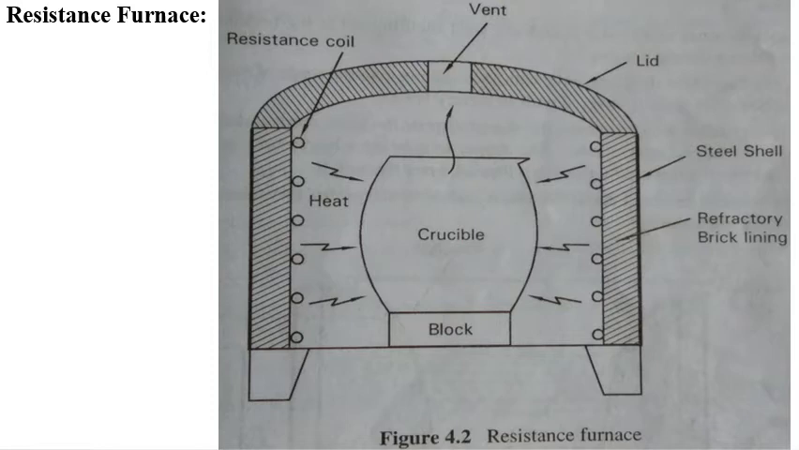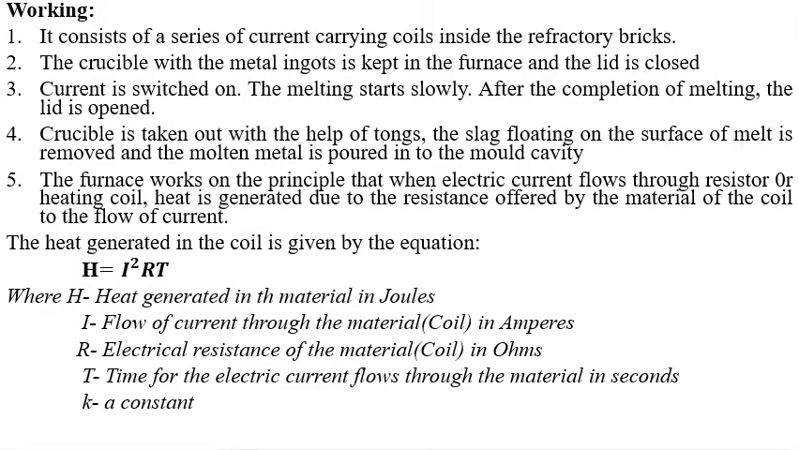It is a simple mechanism. Once AC current is supplied to this coil, the heat will be liberated. The heat will be transferred to the crucible and the metal, and the solid state is converted to liquid state. So you can clearly understand this figure. Next we can go for the working principle. It consists of a series of current carrying coils inside the refractory bricks, on the left side and right side, which you already saw in the figure. Second point, the crucible with the metal ingots is kept in the furnace and the lid is closed. Third point, current is switched on. The melting starts slowly. After completion of the melting, the lid is opened.